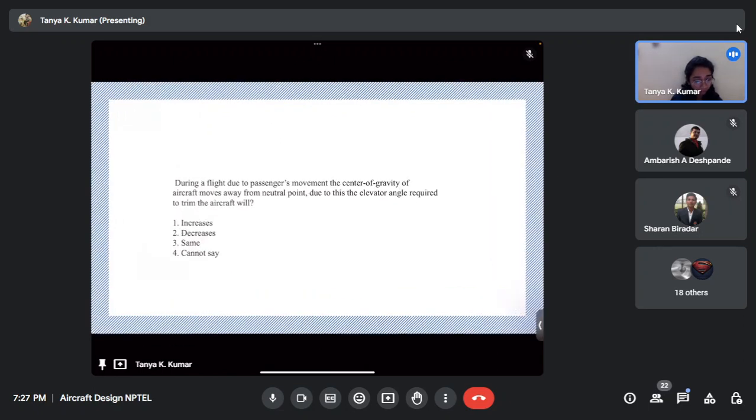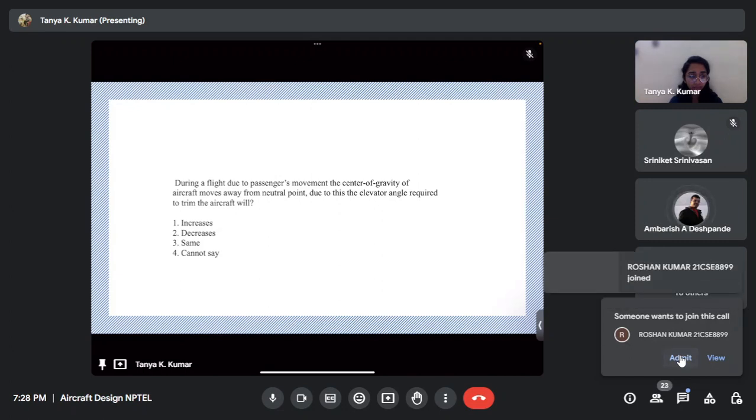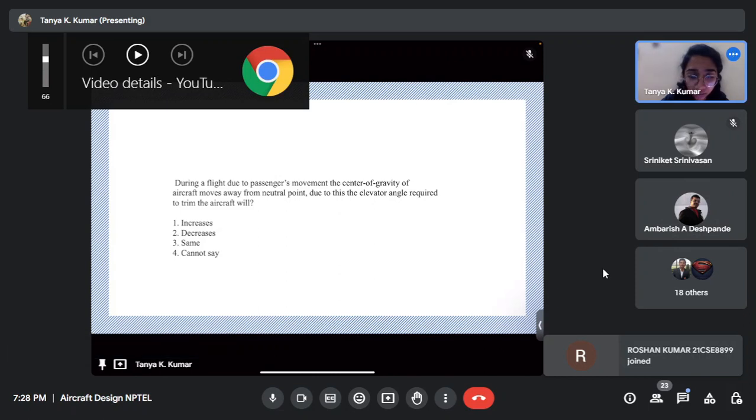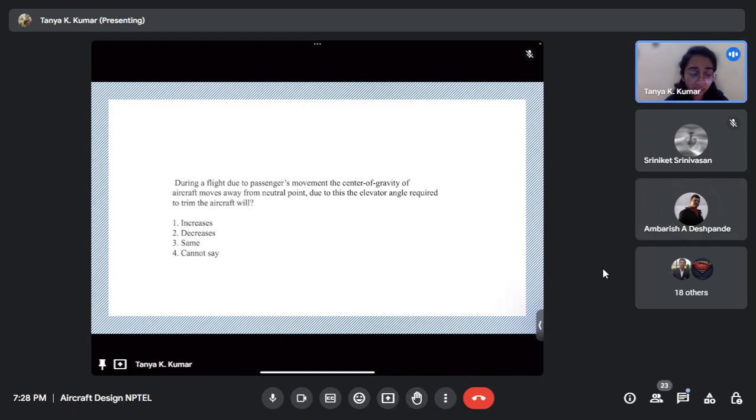Okay, next question. During a flight, due to passengers' movement, the center of gravity of an aircraft moves away from the neutral point. Due to this, the elevator angle required to trim the aircraft will be. Have all of you done the stability control? Can you speak a little loudly? I can't hear you. I'm not done complete lectures. I've done only 5 to 6. I'm not sure if the stability control course is marked as a prerequisite.